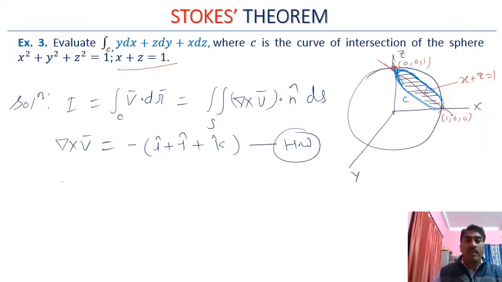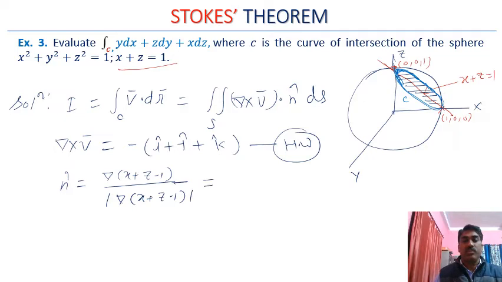So n is equal to the gradient of x plus z minus 1, del of x plus z minus 1, divided by the magnitude of del of x plus z minus 1. You know that we find the unit normal in this way. This is the gradient of the surface, and this is the magnitude. So what this comes out to be is i plus k by root 2. So this is our unit normal.